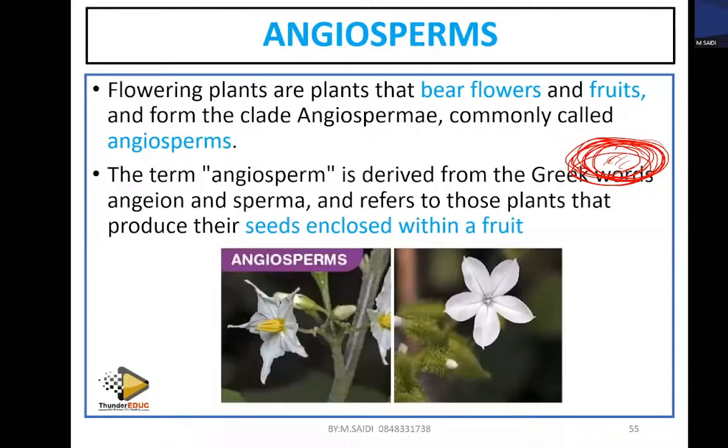So we are saying that the term angio is derived from a Greek word, and this Greek word means seeds enclosed in fruits. Seeds enclosed in what? In fruits. So basically, that is it. Angiosperms are the most advanced, the most developed.